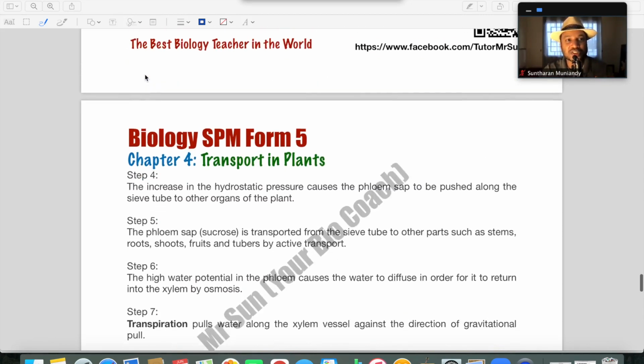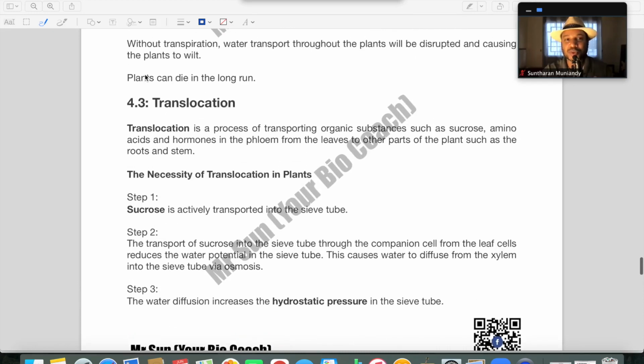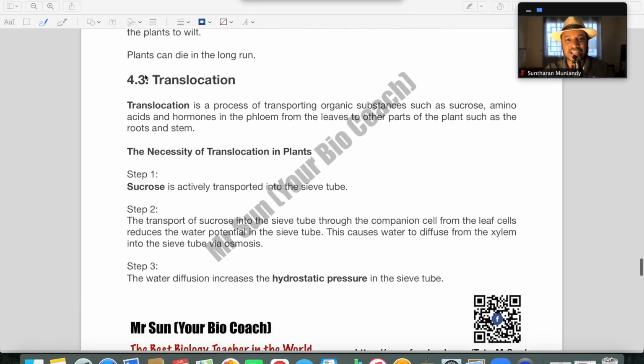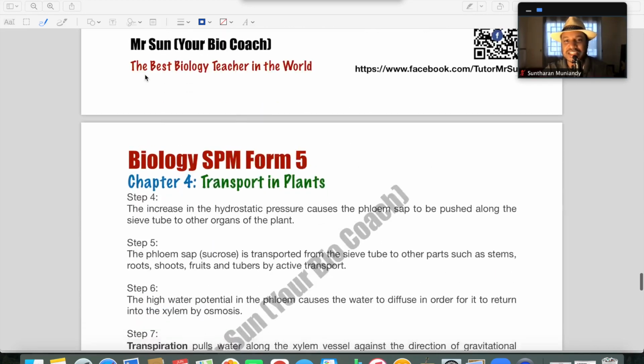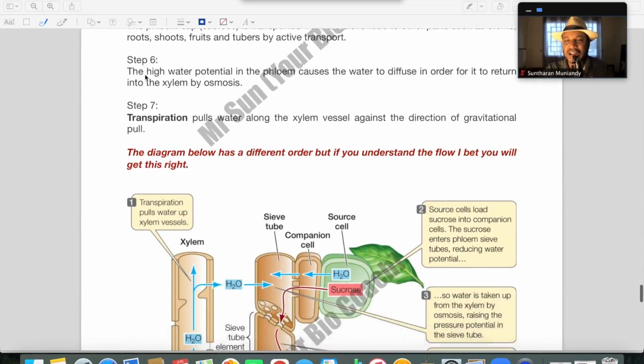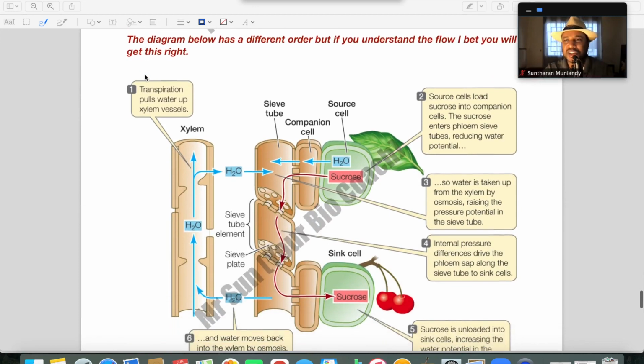Let's look at another topic from chapter 4. This is going to be on 4.3, the translocation process. Translocation is a very important process for plants. It's basically the function of phloem.